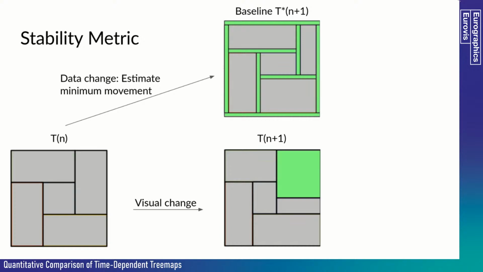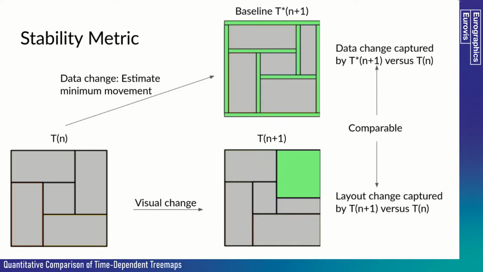What we can do is to estimate the minimum amount of movement that may be generated by a given initial layout and data change. This new baseline layout is directly comparable to the actual visual change, and given that, we can estimate how much unnecessary movement was created.